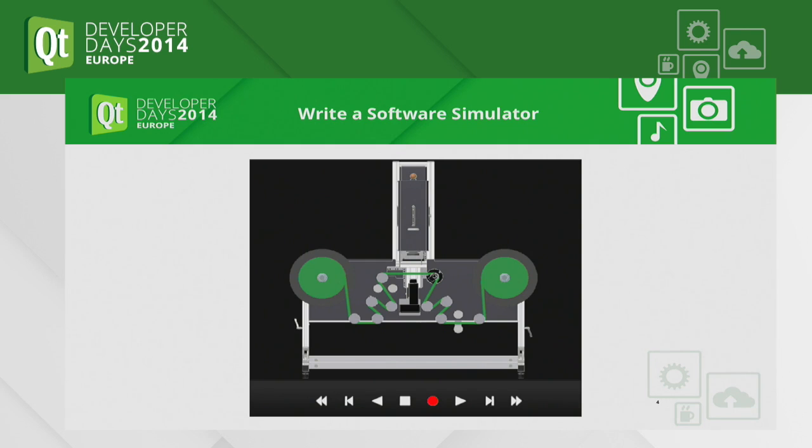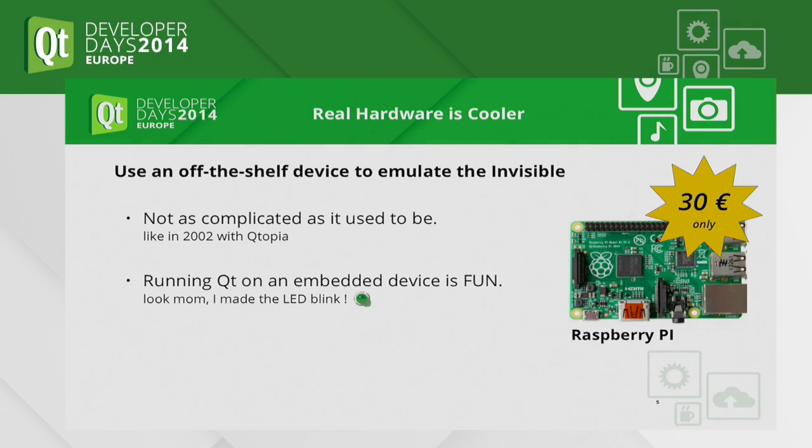So, the other possibility is to have a hardware simulator. Hardware is cooler. You can make many things today that you could not do some years ago. Some years ago you had to use Utopia to write simulators or little applications working on embedded devices. But now you have more affordable devices, like the Raspberry Pi or the i.MX6 SabreLite or other such cards that you can use to write simulators on hardware.